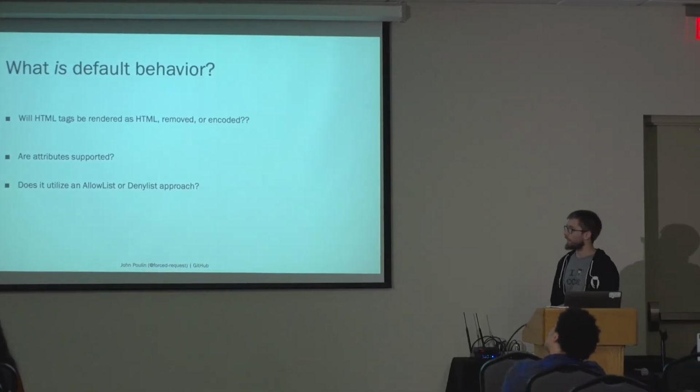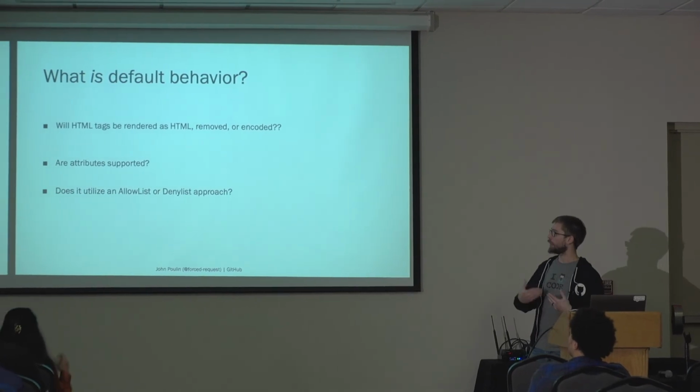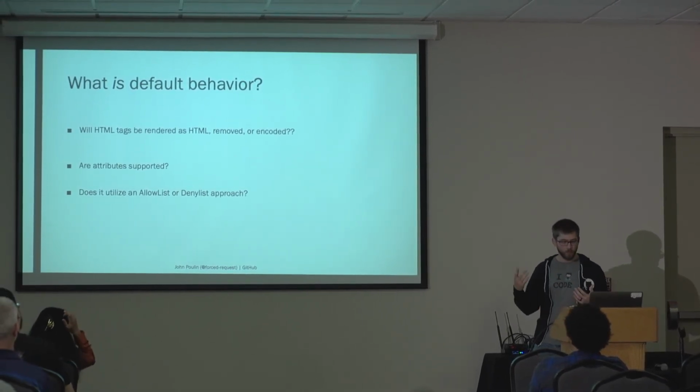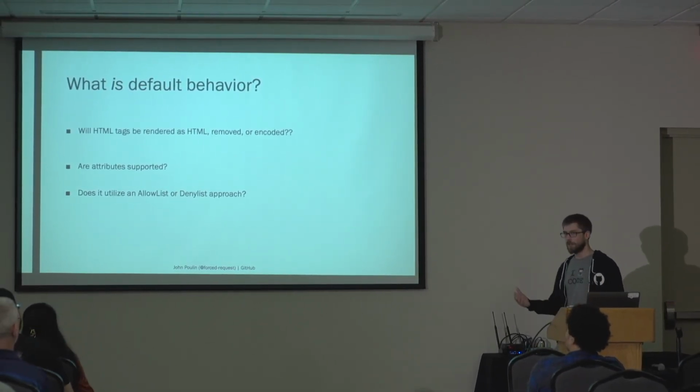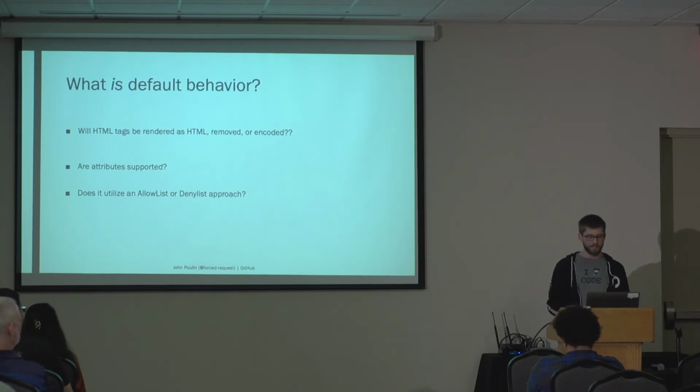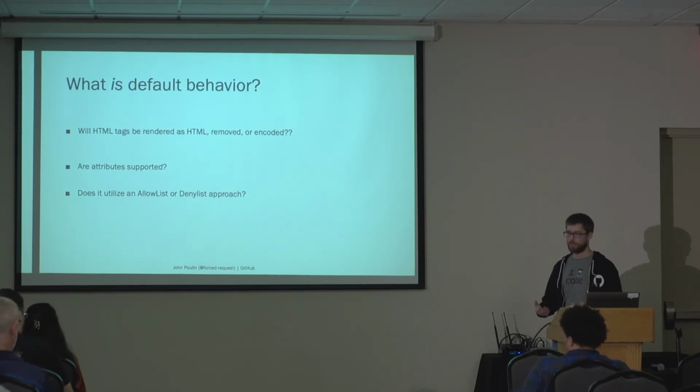So what is the default behavior? What HTML tags will be rendered as HTML? What will be removed? Will they be encoded? There's a lot of questions. They say it's easy to use the library, but I don't understand what the outcome is going to be.